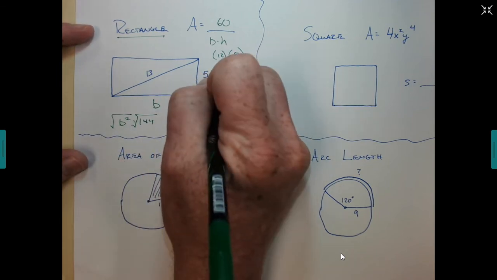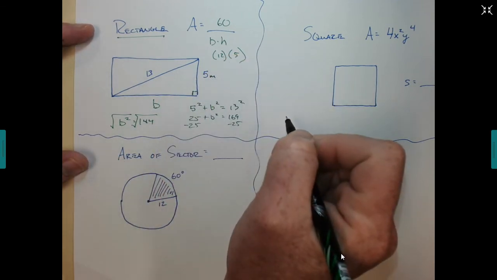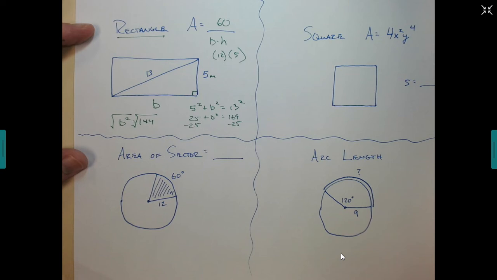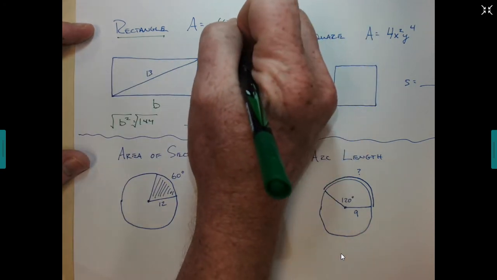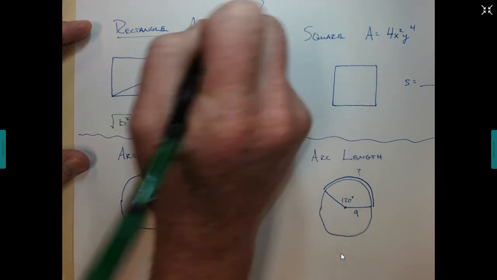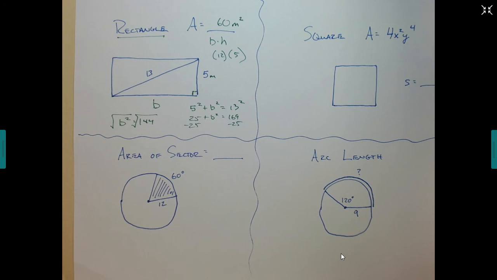Please understand, if these are meters, which are one-dimensional measurements, area is a two-dimensional concept. So the units would be meters squared.